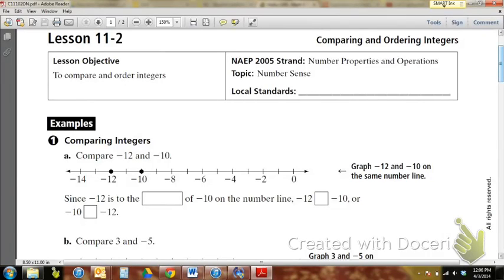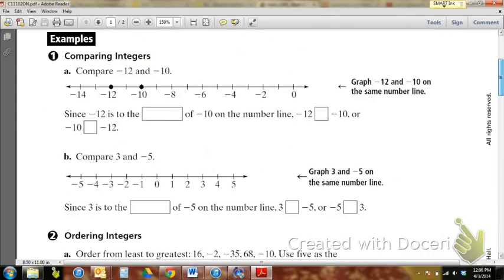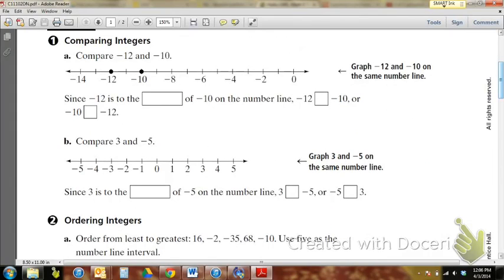In 11.2, we're going to compare and order integers. So let's take a look at some examples. We're going to compare negative 12 and negative 10. It's helpful to look at a number line. So negative 12 is right here, and negative 10 is right here. Since negative 12 is to the left of negative 10, that means negative 12 must be less than negative 10, or negative 10 must be greater than negative 12.